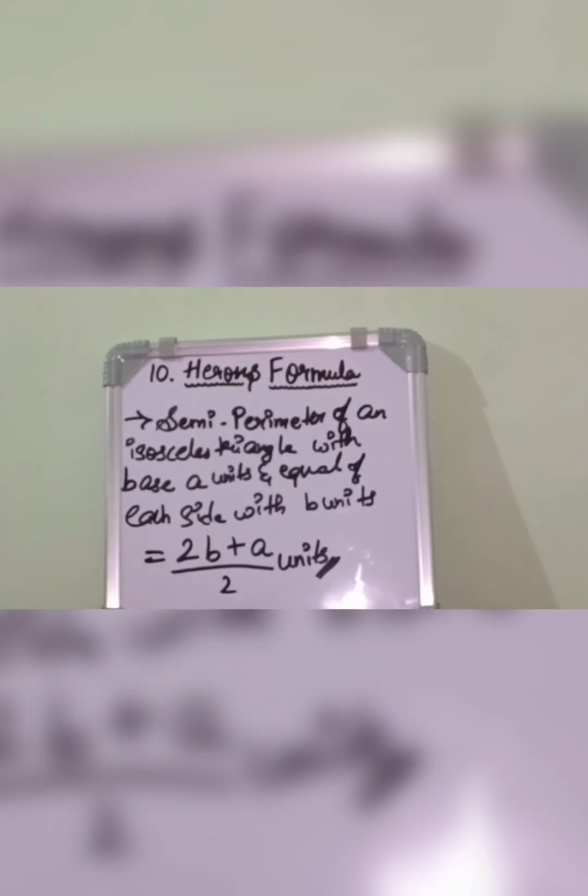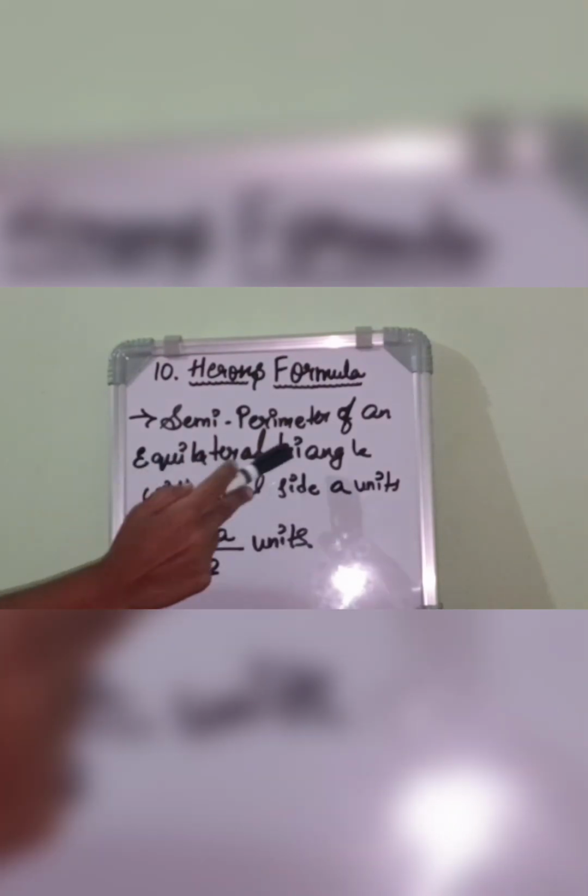Points to remember. There are mainly 4 points that we have to remember about this triangle. First point, the semi-perimeter of an isosceles triangle with base a units and equal sides of b units each. Let the unequal side be a and the two equal sides be b. So semi-perimeter is equal to 2b plus a by 2. Perimeter is equal to 2b plus a. Second point, the semi-perimeter of an equilateral triangle with equal sides of a units is equal to 3a by 2 units. So perimeter will be 3a.